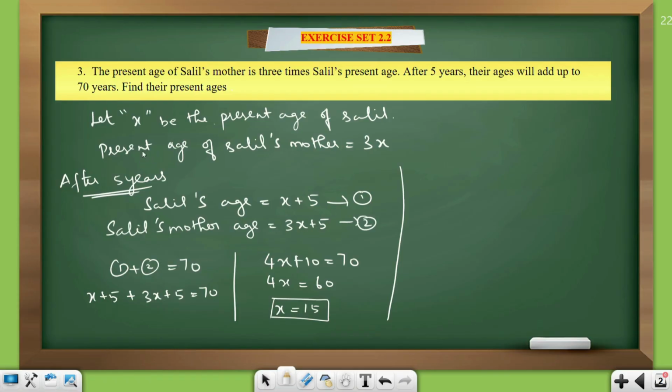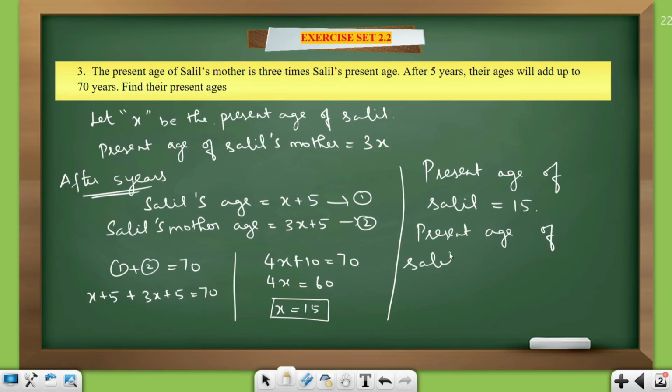Similarly, to find the age of Salil's mother, we have to multiply x by 3. So first, the age of Salil is x, which is nothing but 15, and the age of Salil's mother is nothing but 3 times 15, which is nothing but 45.